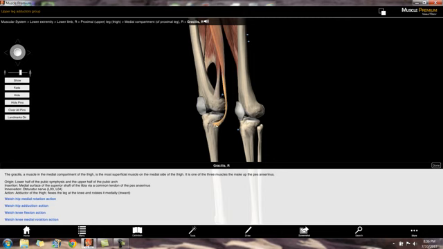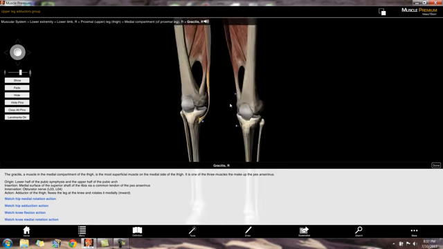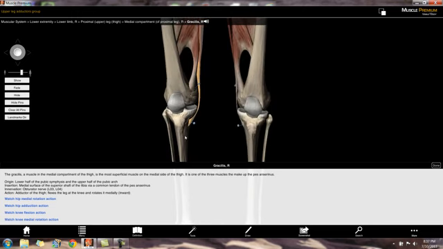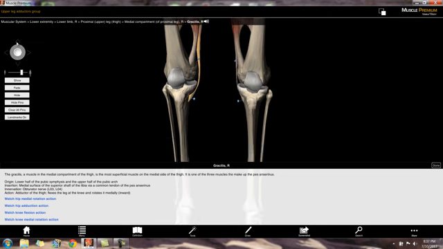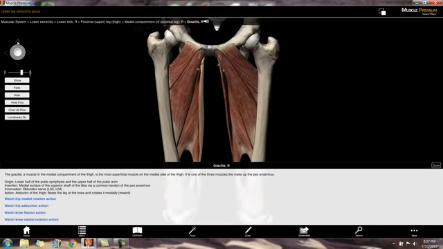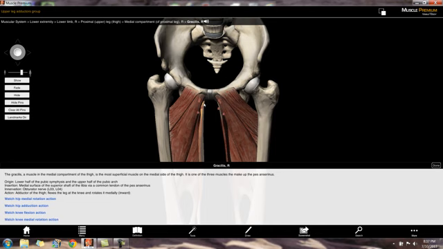So it's going to share space there with the sartorius and the semitendinosus, which we'll talk about here in a second. Again, innervated by the obturator nerve, and it's primarily an adductor of the thigh and helps to flex and rotate. And again, a lot of it depends on what position the hip is in. I can't stress that enough at any given point. So it's all relative to where the force vector is relative to the axis of rotation.